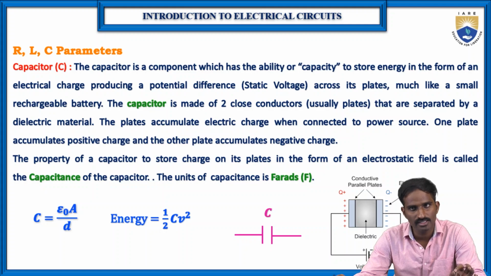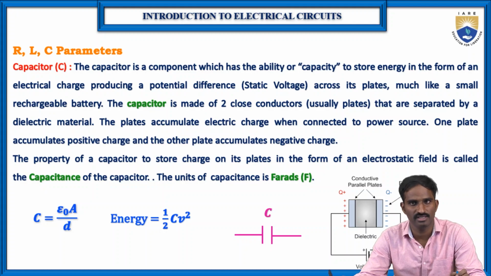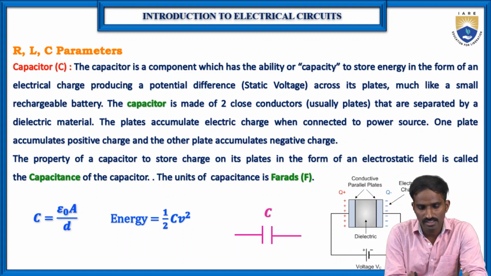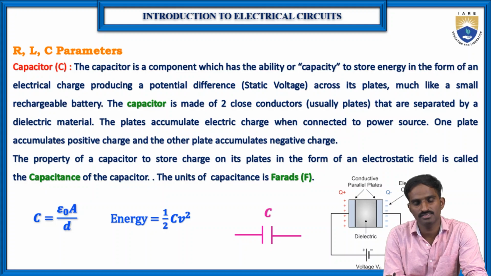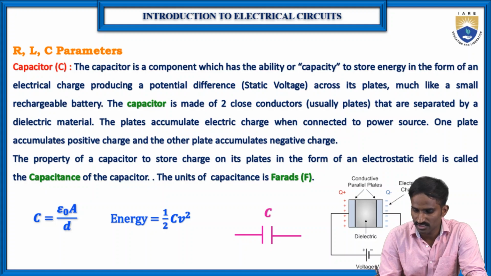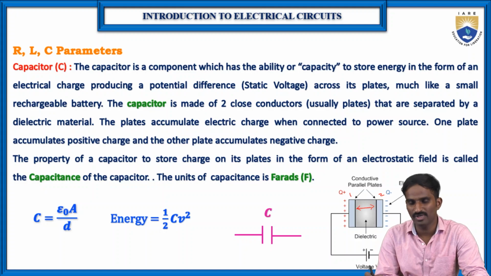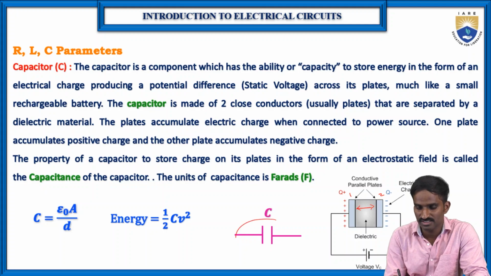Here the capacitor consists of two plates, and in between the two plates there is placed a material called the dielectric material. You can see the capacitor is made up of two closed conductors, usually plates, separated by a dielectric material. So this is plate 1 and this is plate 2, and in between we place the dielectric material. That's why the capacitor symbol is like this.